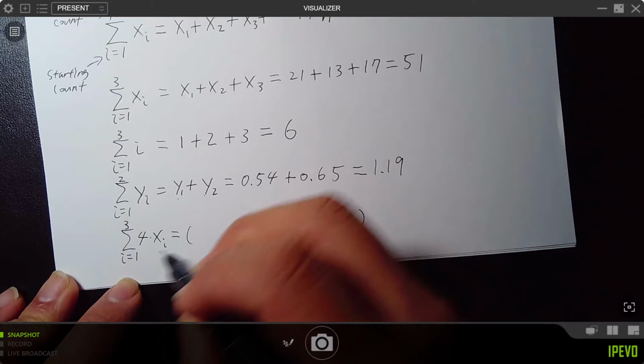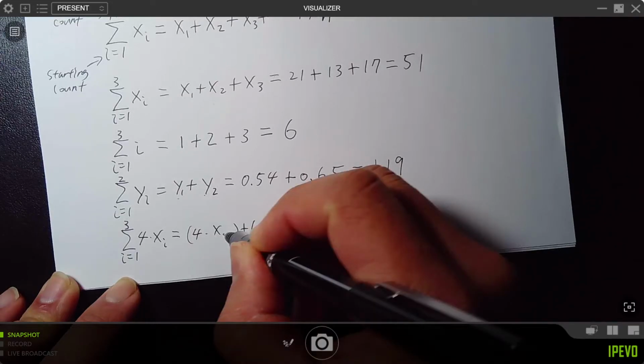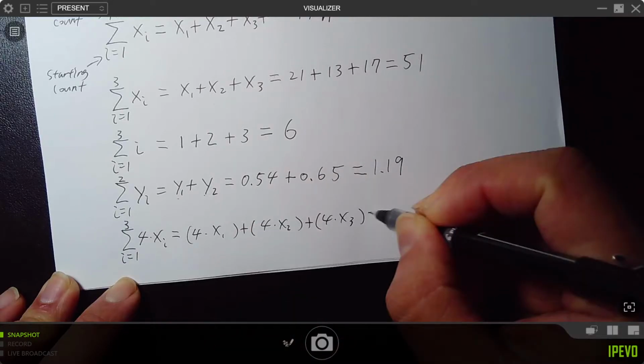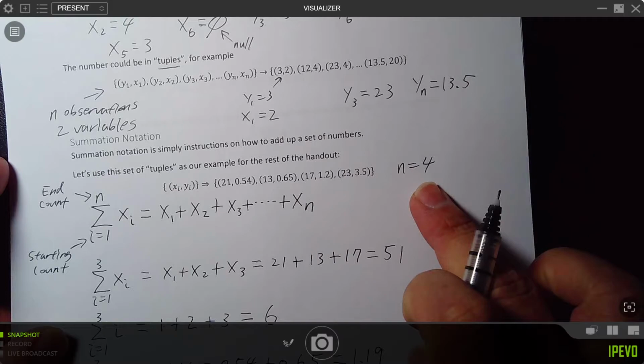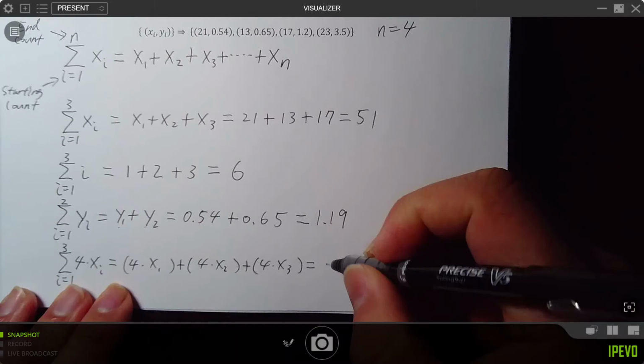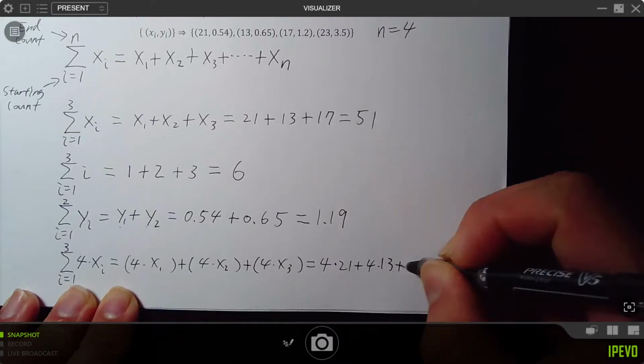And then this will tell you, well, I have a 4 times x1. So this will be 4 times x1 plus 4 times x2 plus 4 times x3. Okay. All right, and then from here, just fill in what x1 is. Again, look at your data set here. Look at your data set. So fill it in. Four times 21 plus 4 times 13 plus 4 times 17.